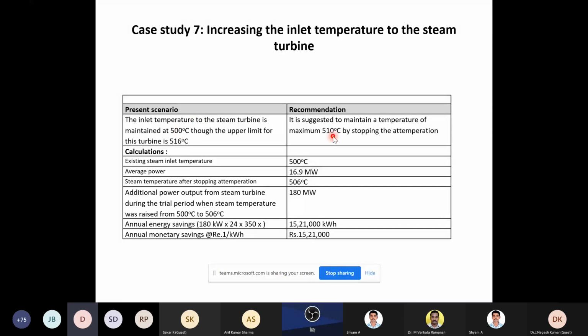So the existing temperature was 500, and up to 510 we were able to increase. So there was an additional power output from the steam turbine. Just from 500 to 506, a 6-degree rise in inlet temperature to the turbine, you get an additional 180 megawatts. Sorry, this is not megawatt, this is kilowatt. 180 kilowatt additional you get.